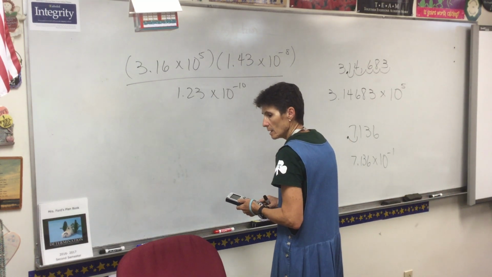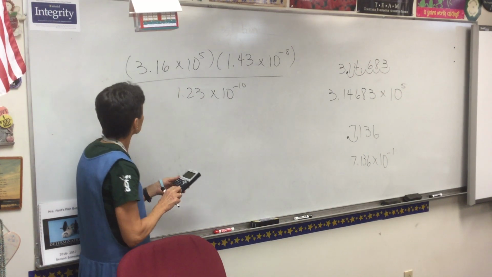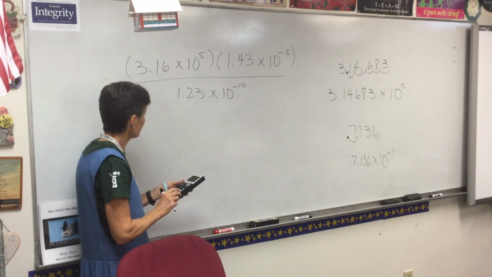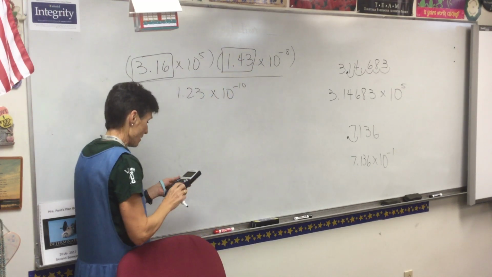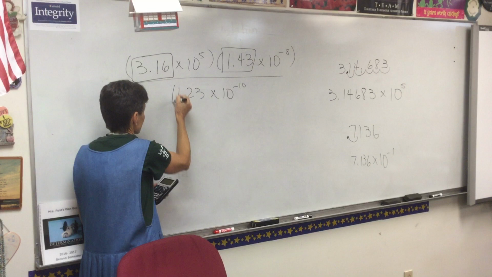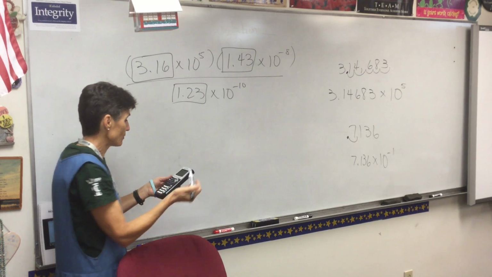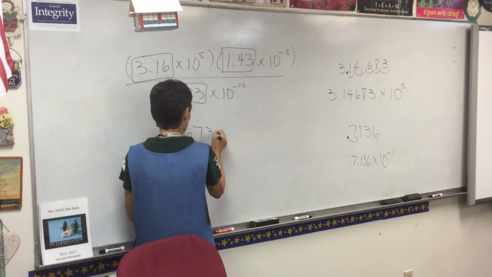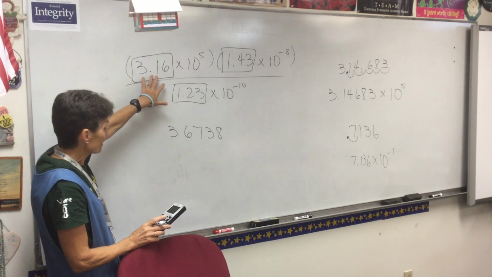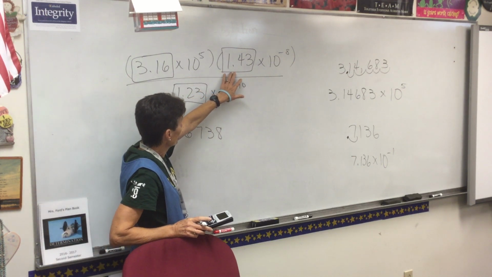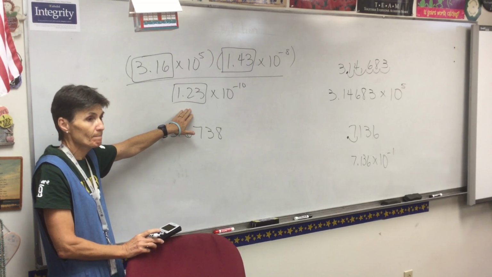Alright, so I'm gonna multiply 3.16 times 1.43. So I'm multiplying this number times this number. And then I'm going to divide by this number. So I'm dealing with just the numbers. And when I do that, I get 3.6738. I'm going to round that off because it actually has a whole bunch more than that. But I'm multiplying the 3.16 times the 1.43, and then I'm dividing by the 1.23. Is that okay with everybody?